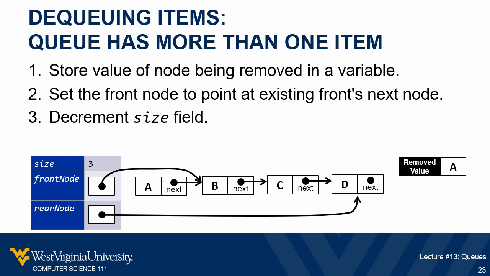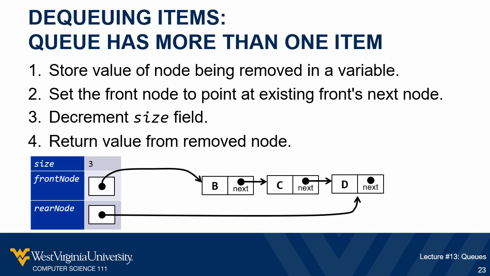Once I've done that, I can go and decrement the size field. So now we're down to 3. And then I can return the value from the node that we removed. So I'm going to return that A.